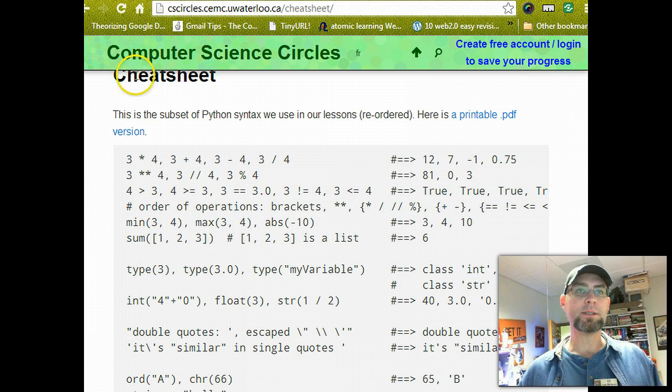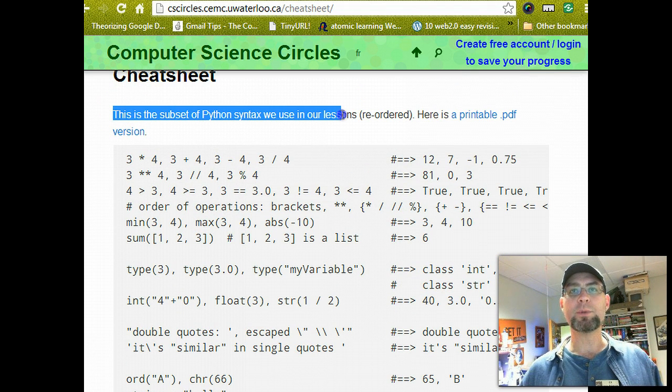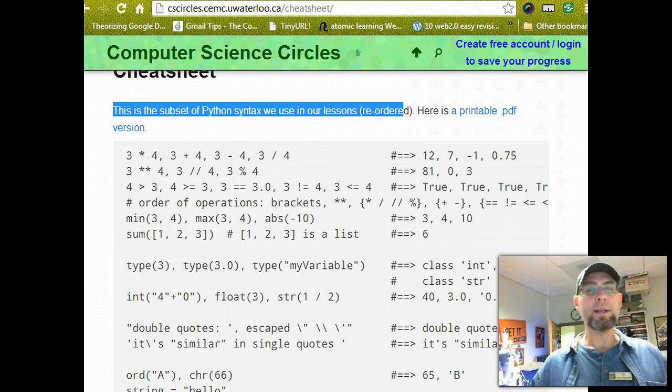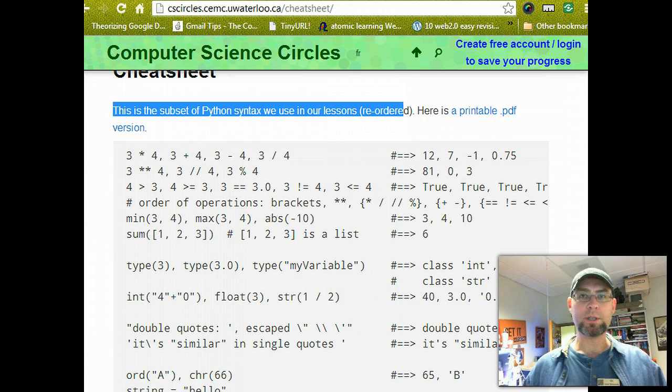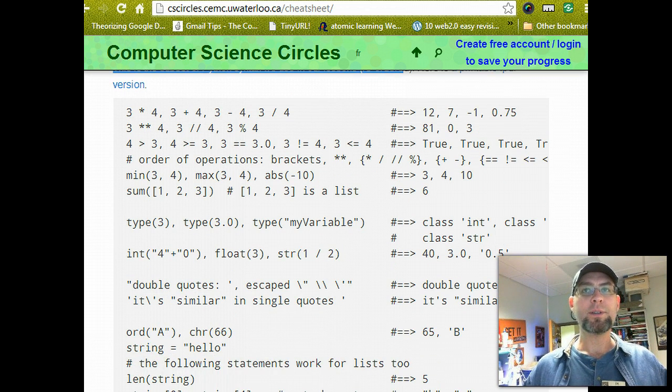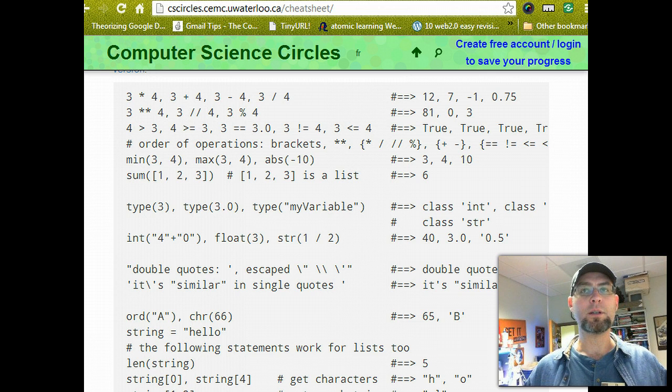So this is, as it says here, a subset of Python syntax we use in our lessons reordered. This is a printable PDF. And you have an assignment, this particular, spring of 2013, if you happen to be watching it then, was to go help make this cheat sheet. So I wanted you to put similar stuff to this. So let's just walk down the list of things. I'm going to show you how we would test that out in JavaScript.